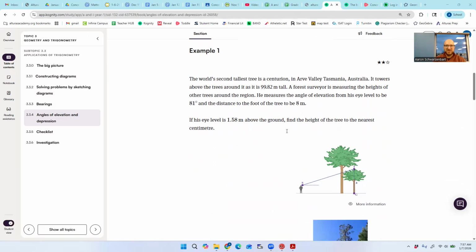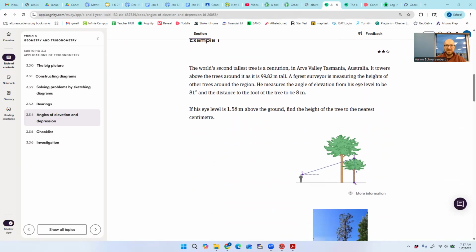The world's second tallest tree is in Arve Valley, Tasmania, Australia. It towers above the trees around it. It is 99.82 meters tall. A forest surveyor is measuring the heights of other trees in the region. He measures the angle of elevation from his eye level to be 81 degrees and the distance to the foot of the tree to be 8 meters. His eye level is 1.58 above the ground.